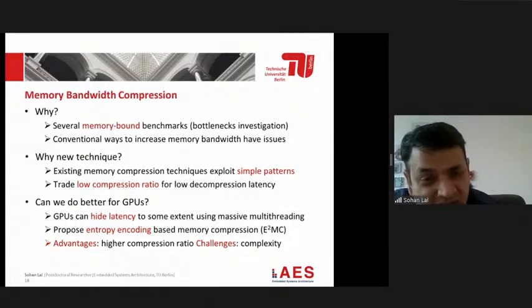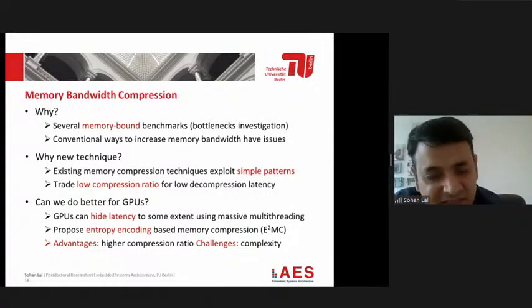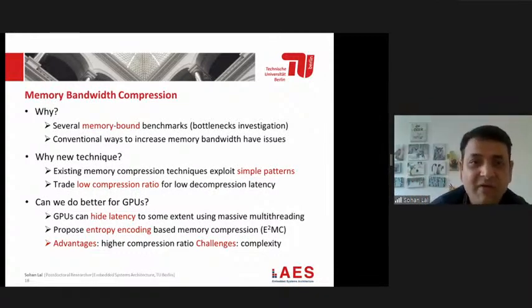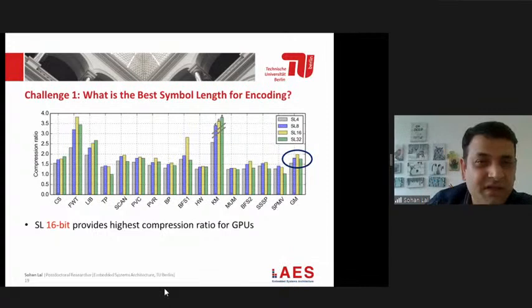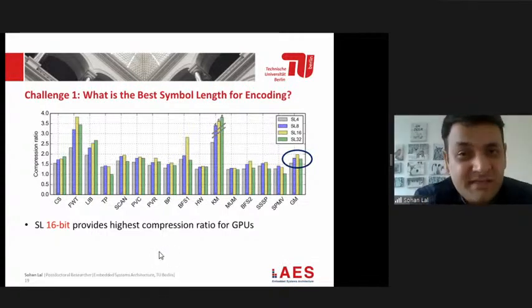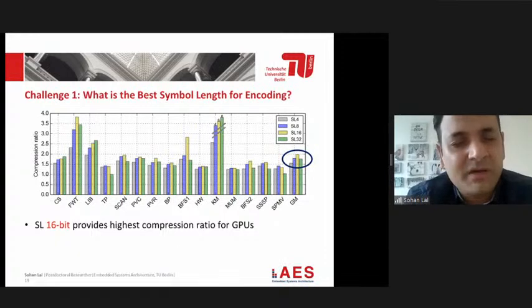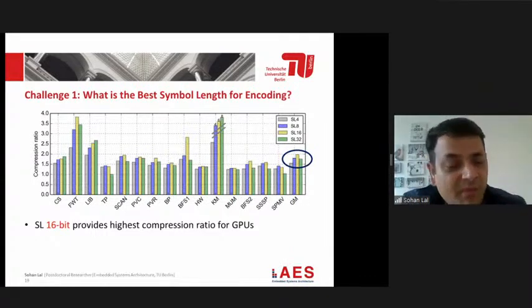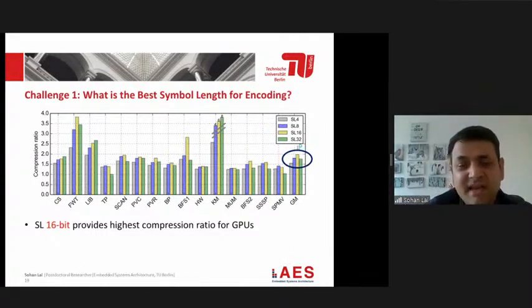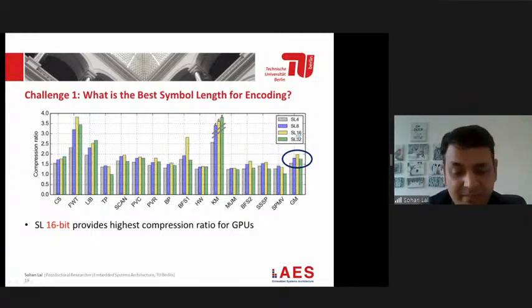The advantage of this technique is that it has a higher compression ratio, of course, because it's complex, but it's also challenging because it's much more complex. It's not that simple. So I will briefly talk about how we tackled some of the challenges for entropy encoding. The first challenge is what is the best symbol length for encoding? Because for entropy encoding, the effective compression that you can get depends upon the symbol length you use. So we experimented with different symbol lengths, and we found out that a 16-bit symbol length provides the highest compression ratio for GPU.